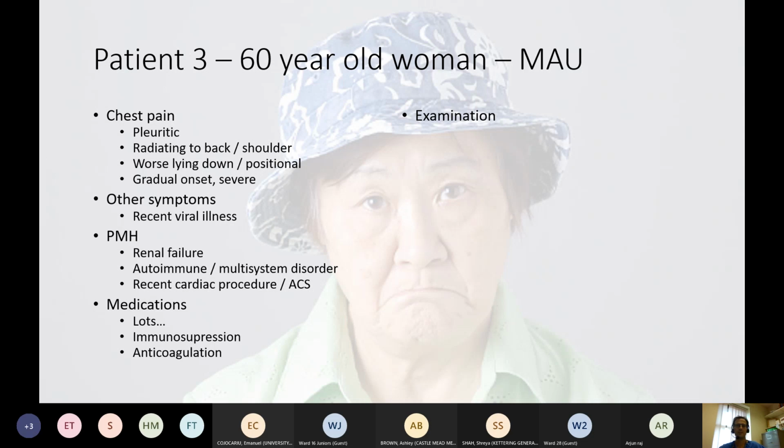So what's the other component of Beck's triad? Hypotension, very good. Anything else that we can look for? Any other signs of tamponade? So Beck's triad is a useful way of remembering it, but is there anything else that we should be looking for that really helps us decide if this might be tamponade?